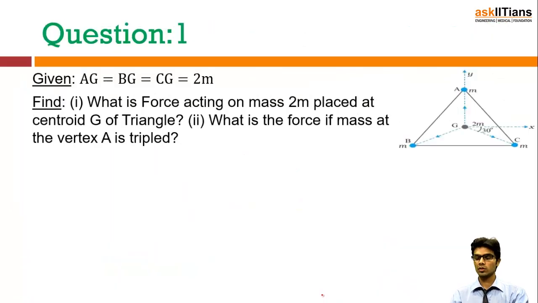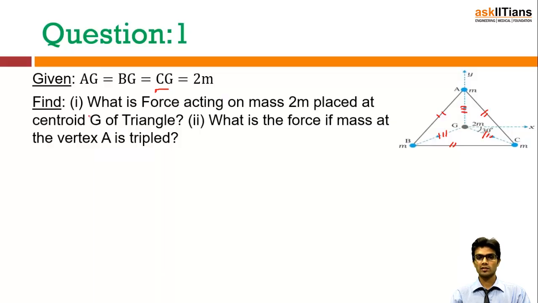Now we are going to solve this question. AG is equal to BG is equal to CG. Here triangle ABC is an equilateral triangle. Since all the sides are equal and this is 2 meter, AG, BG and CG, these three distances between the masses, are equal, and it is 2 meter.